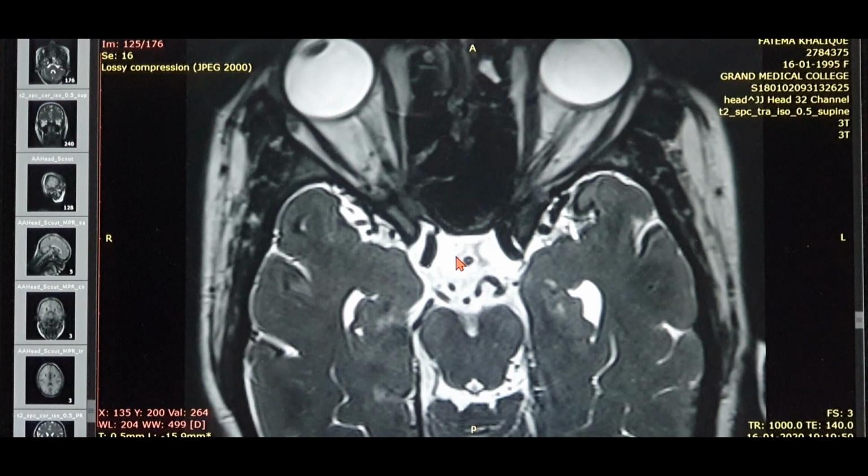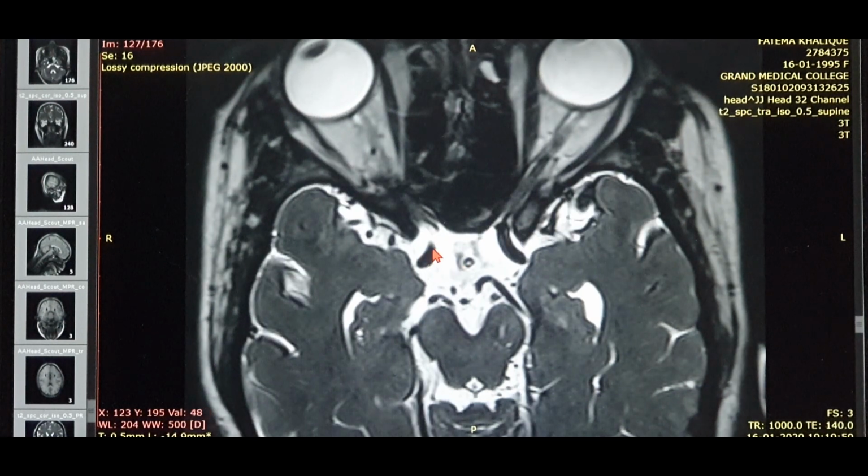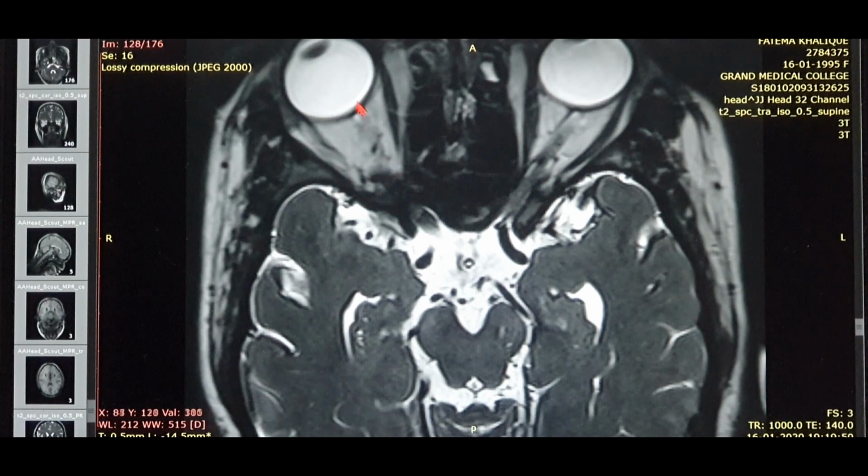So as you keep on going further above, now this is an axial section. We are going from the lower to the superior surface, so we are going above, and we can see this is the internal carotid artery right there. We can see the optic nerve, we can see the globe. This is a T2 scan over here. This is a medial rectus, lateral rectus, orbital fat over here, the sphenoid sinus, the posterior ethmoids, and all. You can see clearly this is the internal carotid artery.